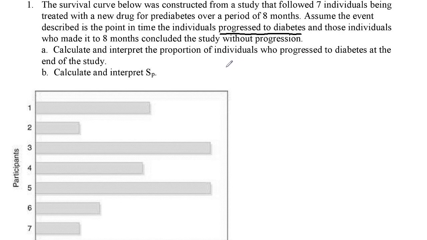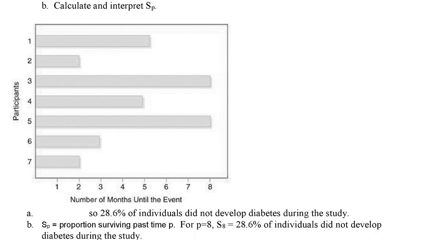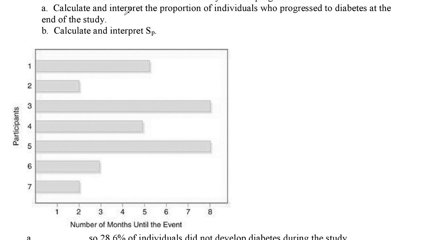The first thing they ask us is to calculate and interpret the proportion of individuals who progressed to diabetes. The proportion who progressed are the ones that didn't make it 8 months. Individuals 3 and 5 did not progress, but everyone else did. Individual 1 progressed at 5 months, 2 progressed at 2 months, 6 at 3 months, etc. There are 2 ways we could look at this. There were 5 out of 7 who progressed, and 2 out of 7 who did not progress.